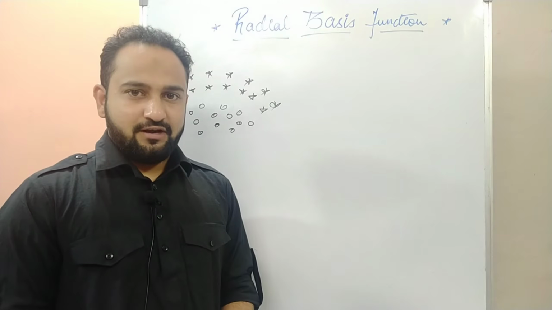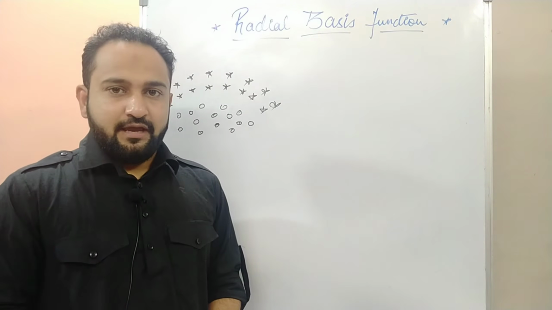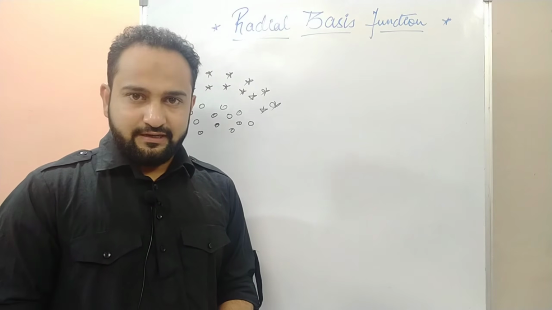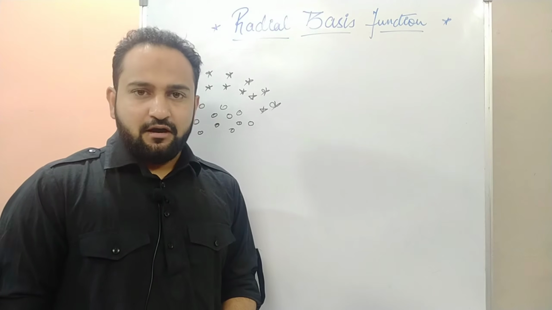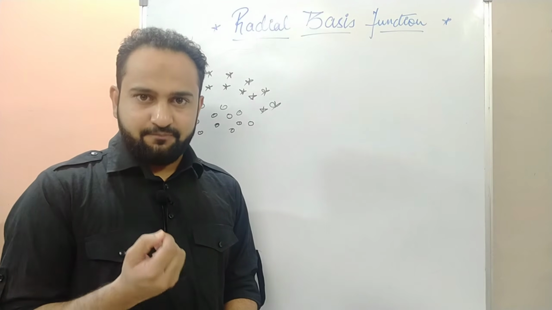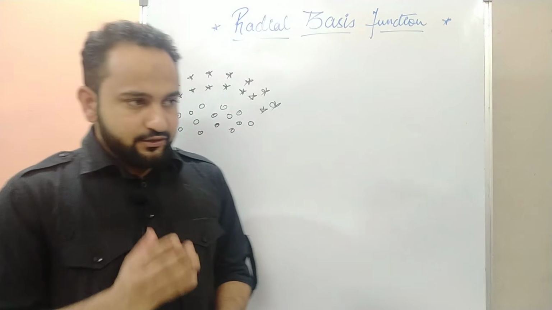In this video, we will cover one topic. The name of the topic is radial basis function. It is used in artificial neural networks only, and we won't say it's a type of neural network, but it uses one type of function. The name of that function is what? Radial basis function.